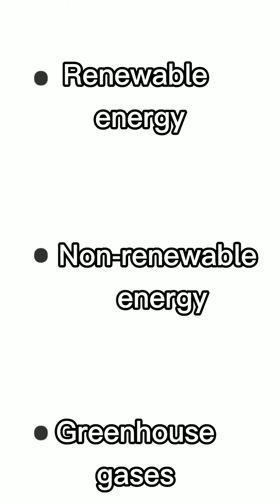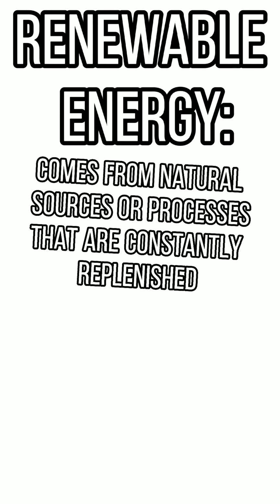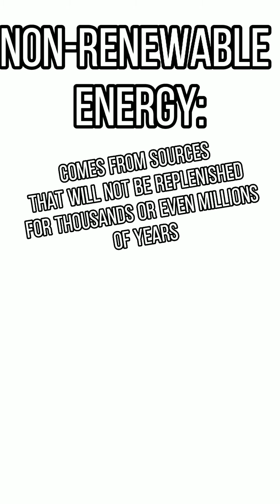Let's start off with renewable energy. Renewable energy, which you might have heard of, is also known as clean energy, and comes from natural sources or processes that are constantly replenished. For example, sunlight or wind keeps shining and blowing, even if their availability depends on time and weather. Now, non-renewable energy comes from sources that will run out or will not be replenished for thousands or even millions of years. Most sources of non-renewable energy are fossil fuels, which you most likely have heard about, but there are some other non-renewable energy sources too.